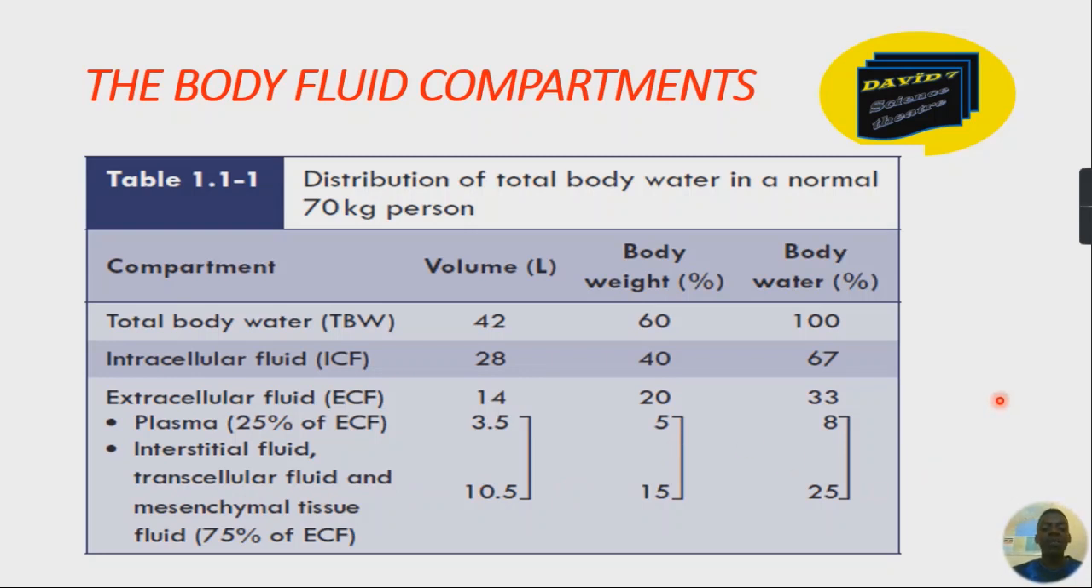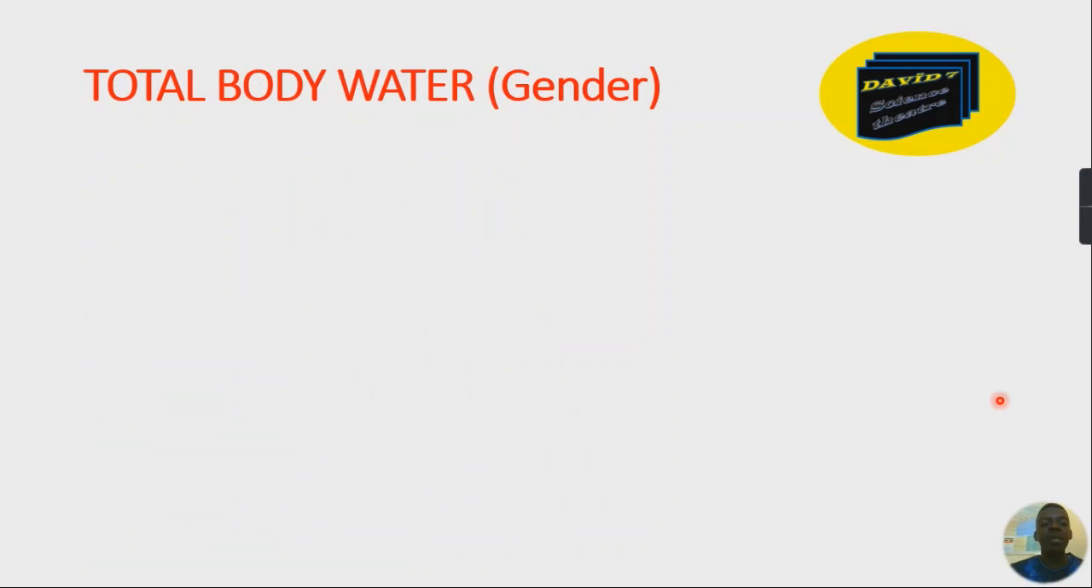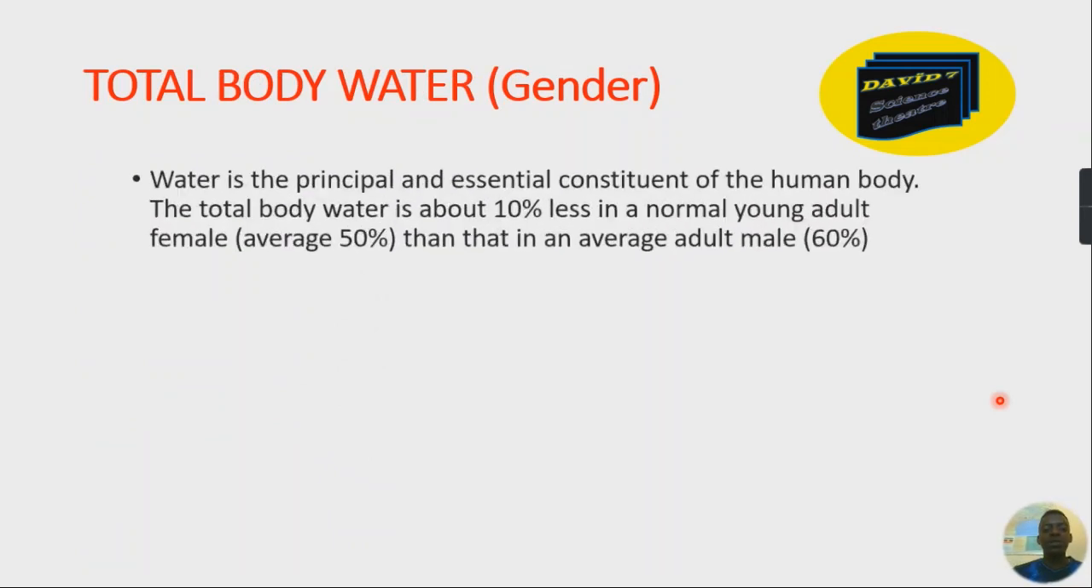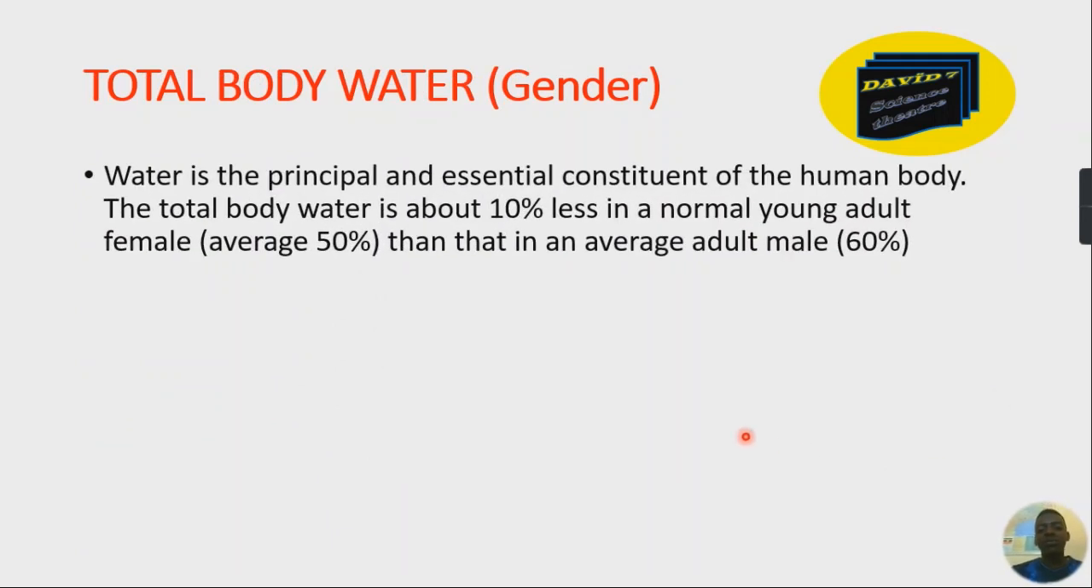You'll enjoy. Alright, so total body water based on gender. Water is the principal and essential constituent of the human body, as I've said before, and the total body water is about 10% less in a normal young adult female than in an average adult male. So if the male has 60%, the female has 50%. That is the average.